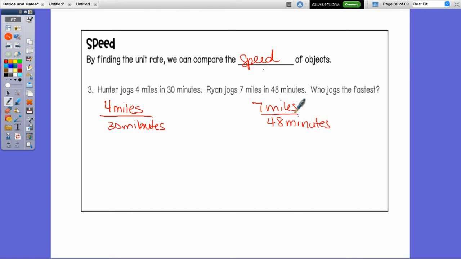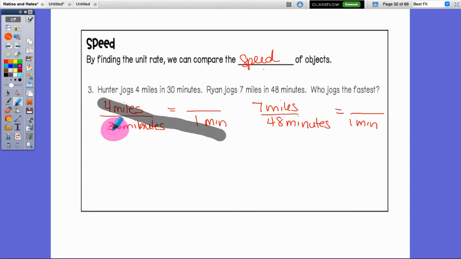Who jogs faster? Well, I need to figure out how many miles they jog in 1 minute. That's always what we're going to do. Unit rate is per one. Our answer always has to be per one. So I'm going to use that bat and ball method. I'm going to multiply across, and then I'm going to divide.